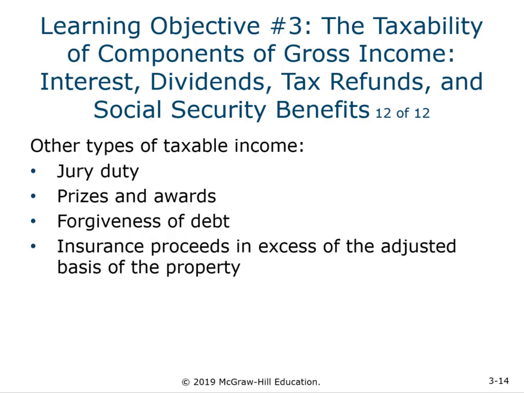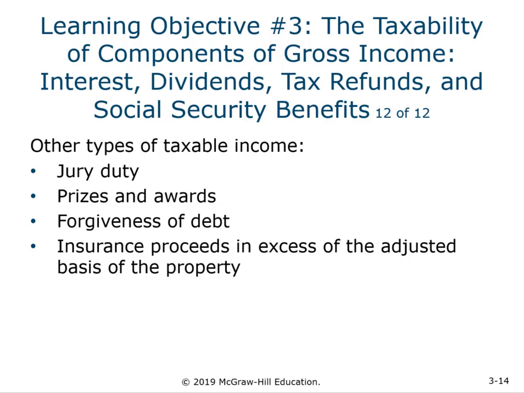Some other things that can be taxable, sometimes forgotten or missed, should be included in AGI. Jury duty pay, usually not enough to make a whole lot of difference, but sometimes that can be significant if you were on the jury for a while. Prizes and awards. You enter a contest, you do a writing contest, and you win. That prize is included in income.